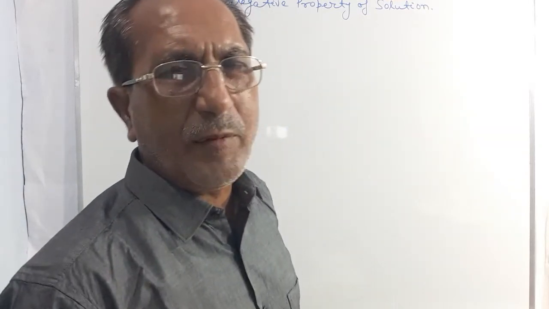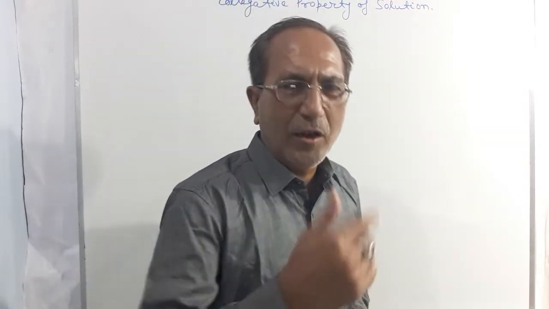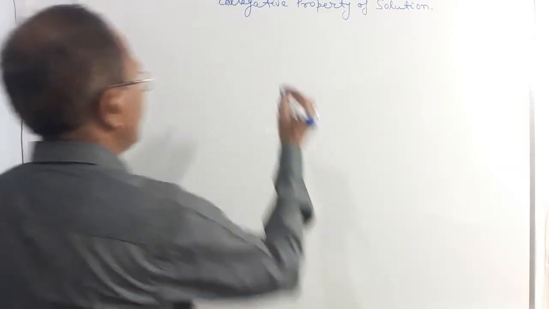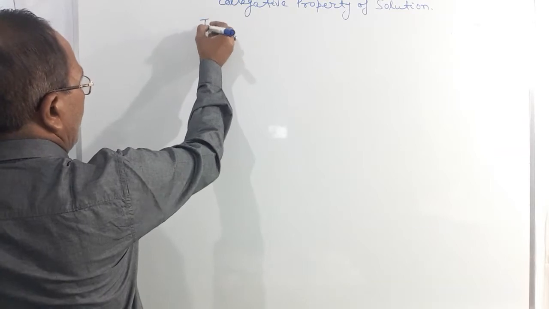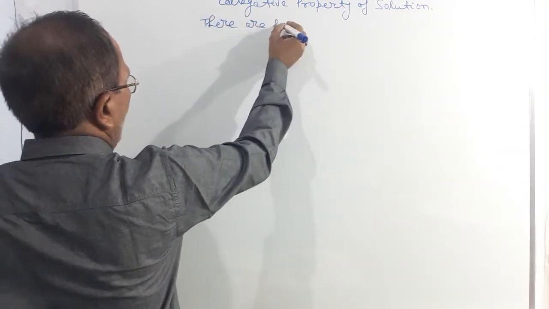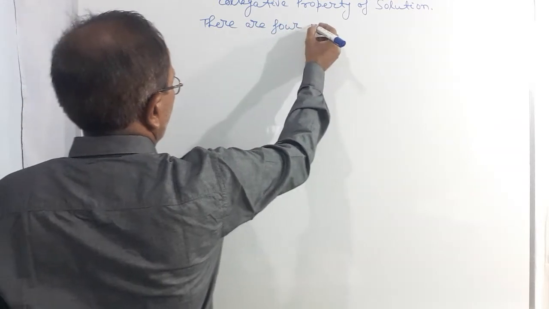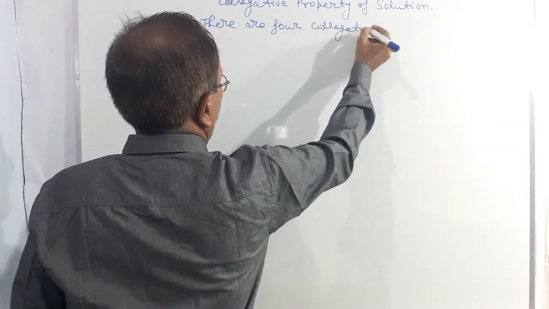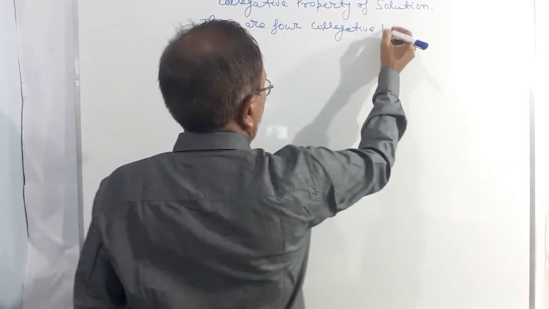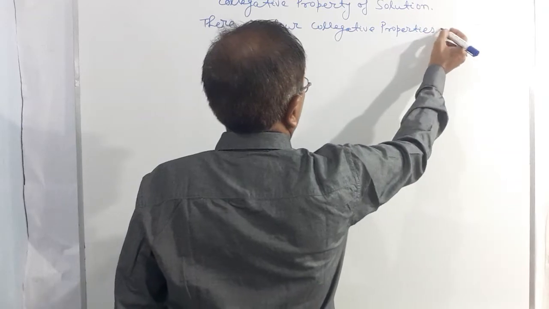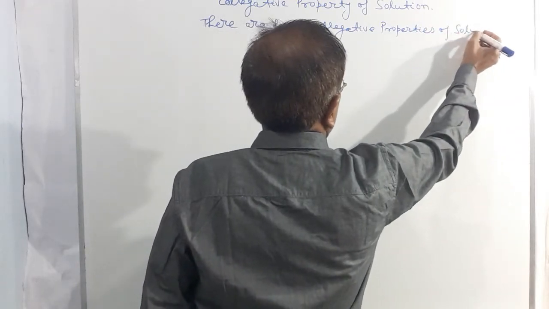It is A.K. Jha chemistry classes, and now you will start writing, and I am writing. There are four colligative properties of solution.